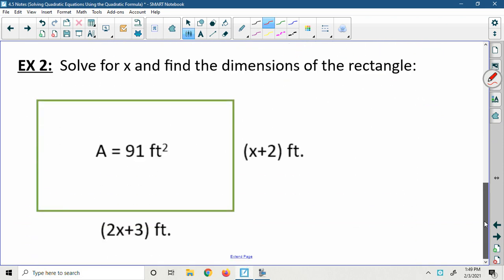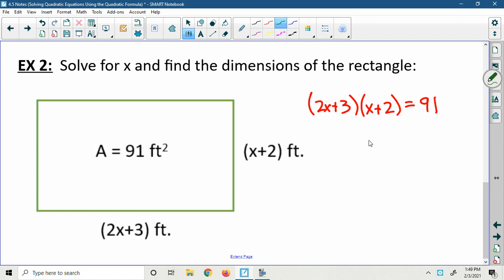The second story problem, occasionally you'll see a geometry problem thrown your way. It says solve for x and find the dimensions of the rectangle. Well, a rectangle is just whatever its base is, which they gave us an expression for, and whatever the height is. You multiply those together. Base times height equals the area, which they also told us, that's 91.